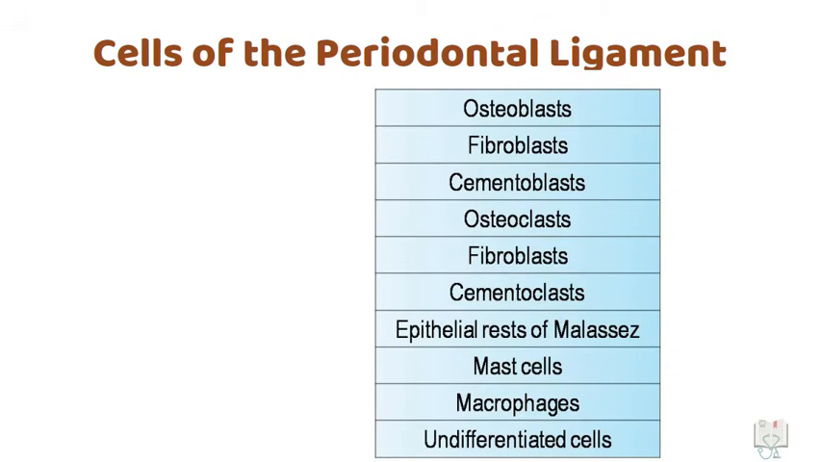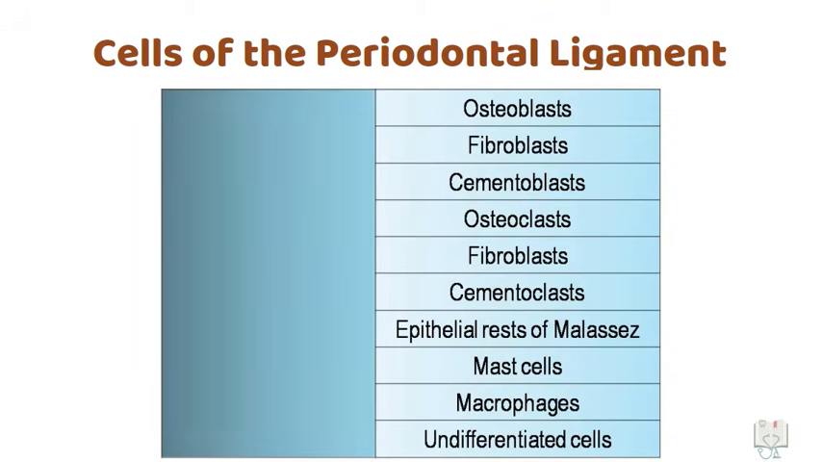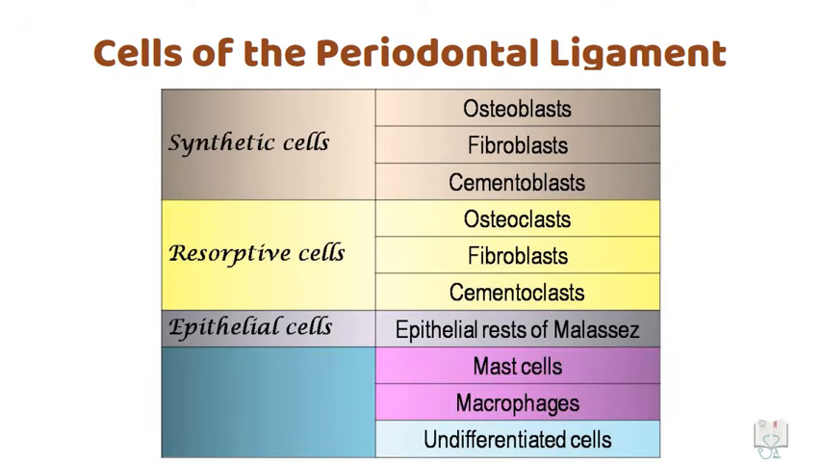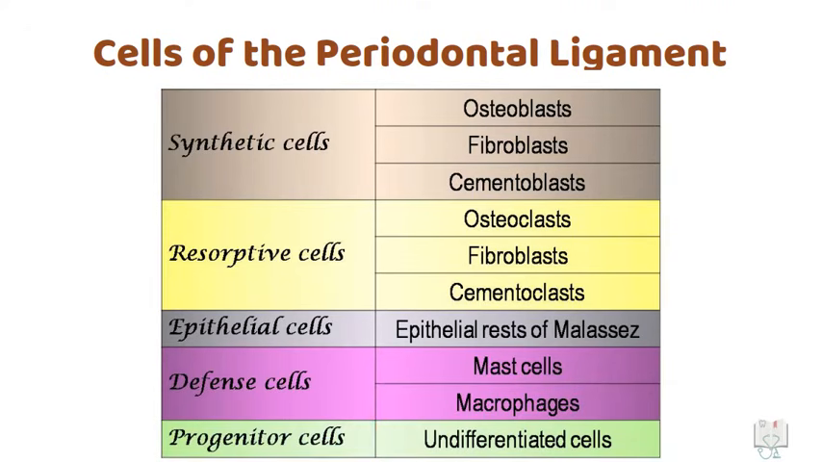This homeostasis of periodontal ligament is maintained by a large group of cells. These cells of the periodontal ligament can be grouped into various categories. All cells which synthesize tissues are grouped as synthetic cells. All cells which are concerned with resorption of tissues are grouped under resorptive cells. Rests of Malassez are the only epithelial cells. Mast cells and macrophages are grouped as defense cells, and the undifferentiated mesenchymal cells are the progenitor cells.